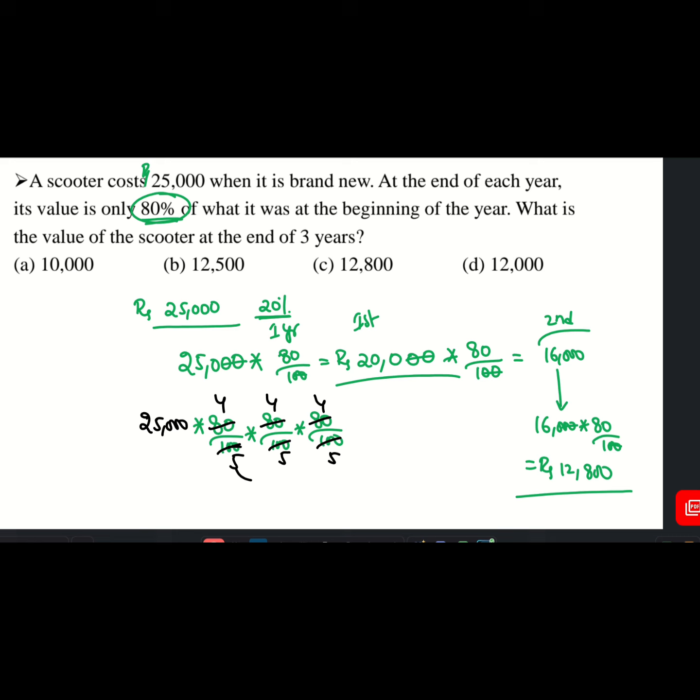So 125. 5 5s are 25, 125. 125 ones are 125, twos are 250, with 00. So the final value will be 4 into 4 is 16, 16 4s are 64, 64 2s are 128, with two zeros at the end. So after 3 years, the scooter cost will be 12,800. Out of 25,000, 80 percent, 80 percent, 80 percent gives the final value of 12,800.